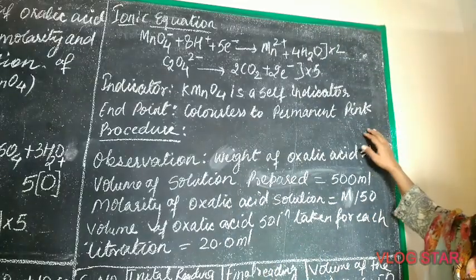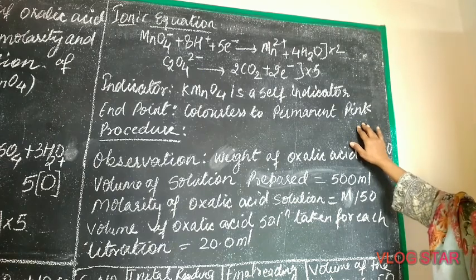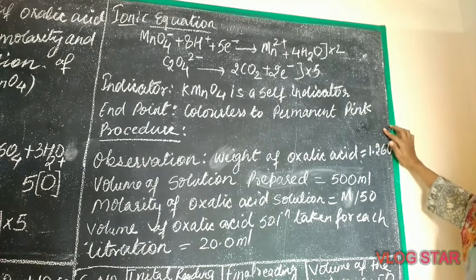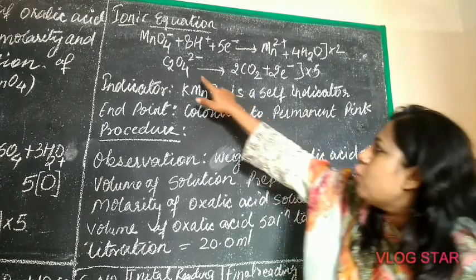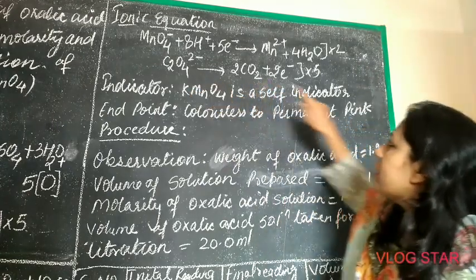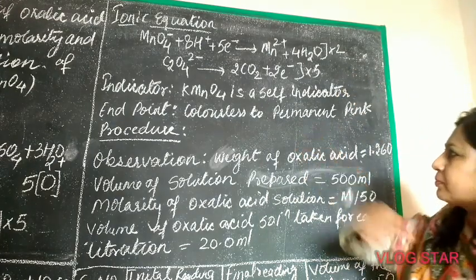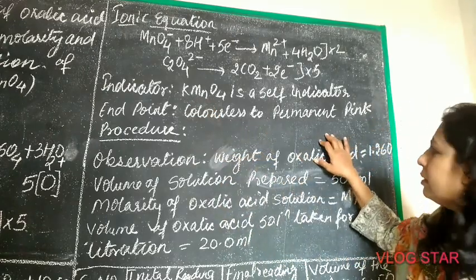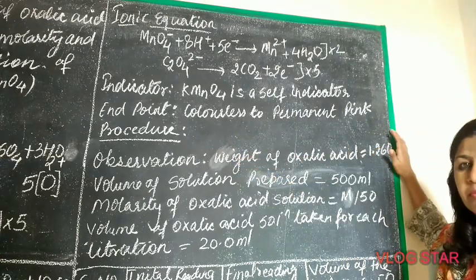The ionic equation involved here is MnO4 negative plus 8H positive plus 5e negative gives Mn2 positive plus 4H2O, into 2. C2O4 2 negative gives 2CO2 plus 2e negative, into 5. Indicator: the KMnO4 is a self-indicator here. At end point, you will see colorless to permanent pink.